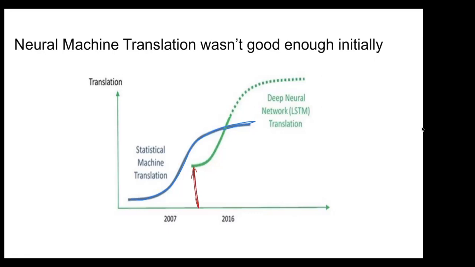But then in 2015, the attention mechanism was introduced about here. And then with some tuning, people saw that there was some cross point. After that, as you have more data and bigger models, it was actually extremely outperforming translation, I mean the SMT.